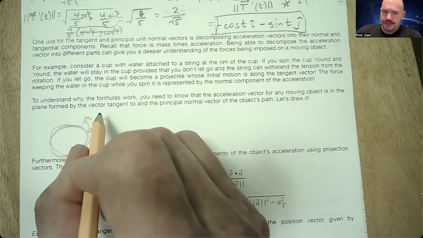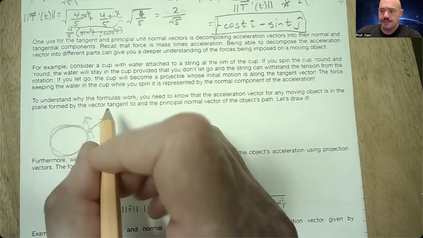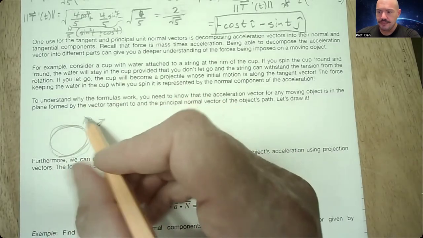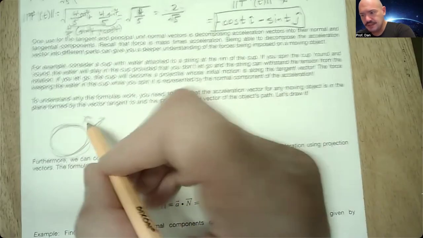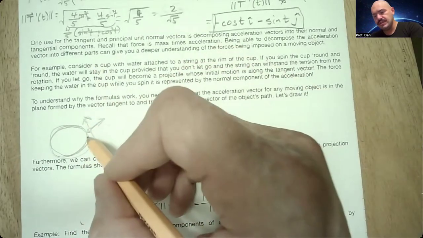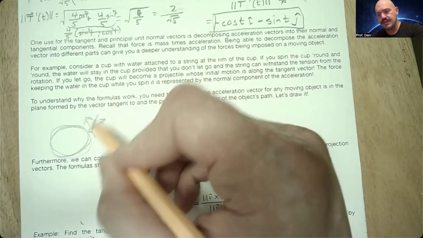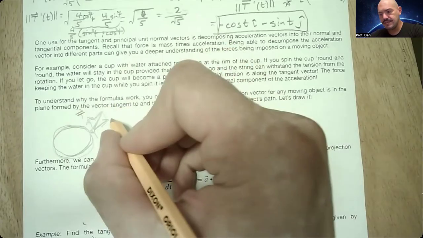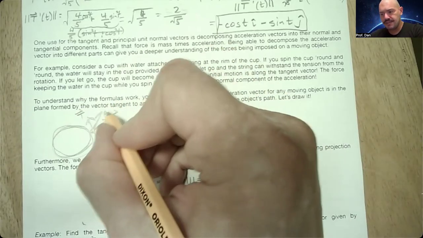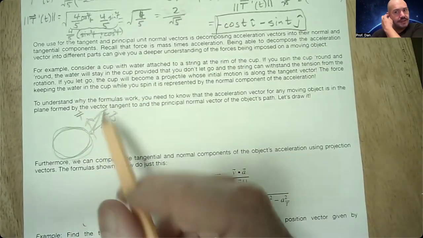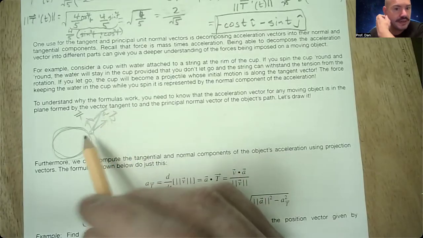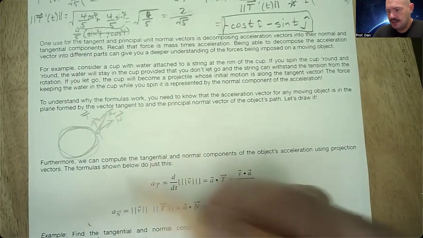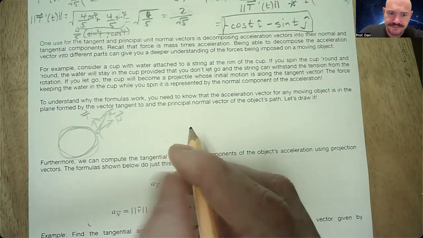So these two vectors, and really any two vectors, form a plane, but these two vectors in particular form a plane where we are always guaranteed to have our acceleration vector. So the acceleration vector is always somewhere in this plane. So this is our tangent, this is our normal. The acceleration vector is always in the plane defined by these two vectors.